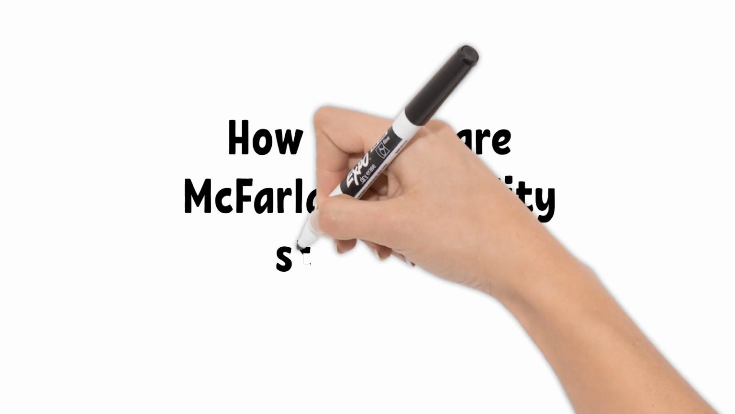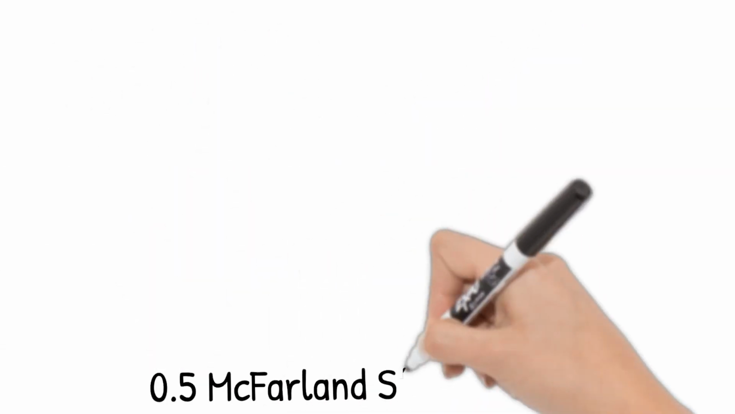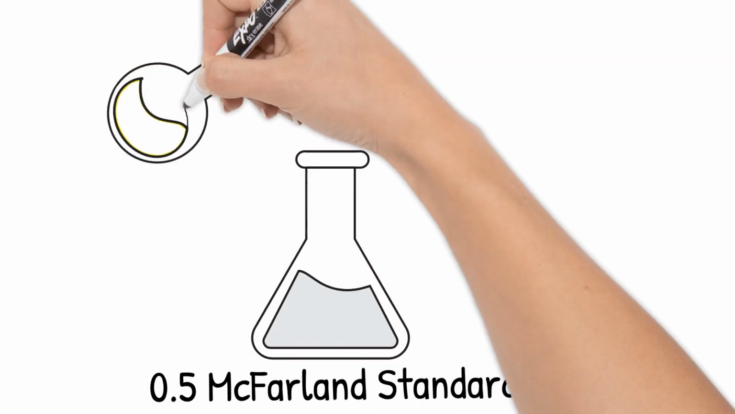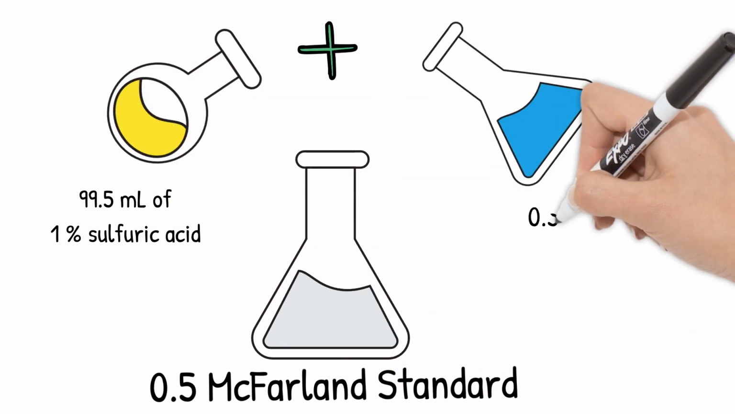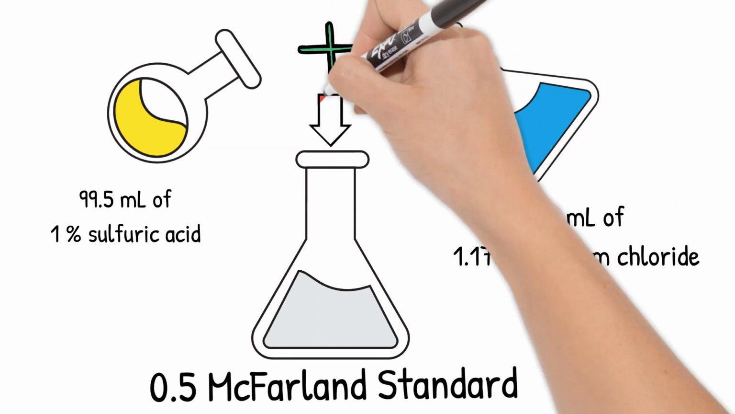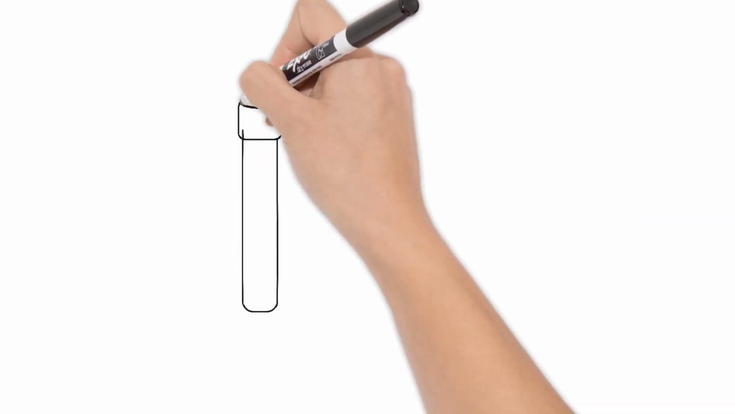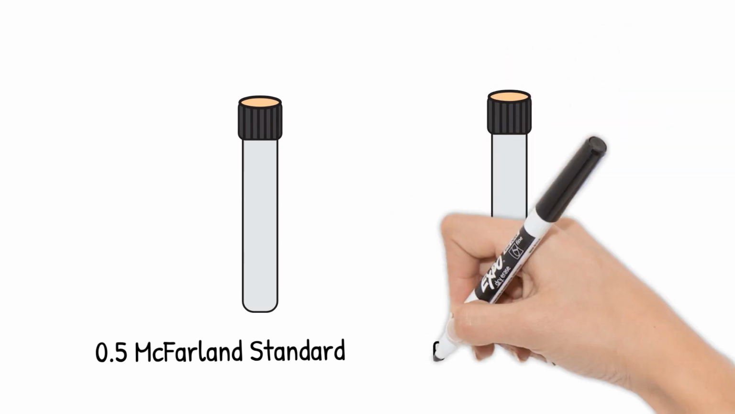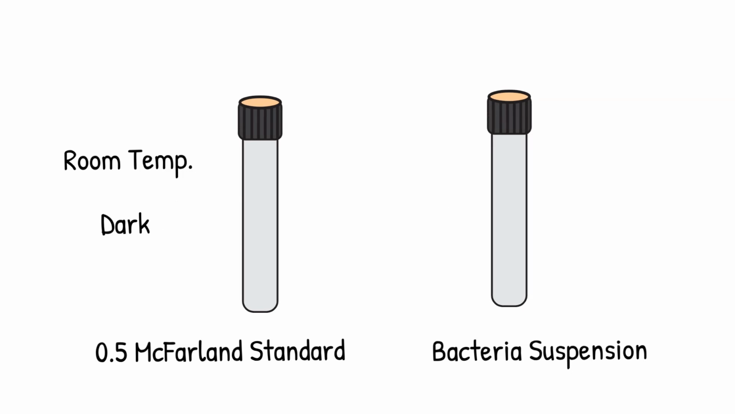How to prepare McFarland turbidity standards? The most commonly used is the 0.5 McFarland standard, which contains 99.5 ml of 1% sulfuric acid and 0.5 ml of 1.175% barium chloride. Prepare this solution in the same type of tubes as the one you will use to prepare your bacteria suspension. The result will be slightly turbid. Store the mixture at room temperature in a dark area for later use.